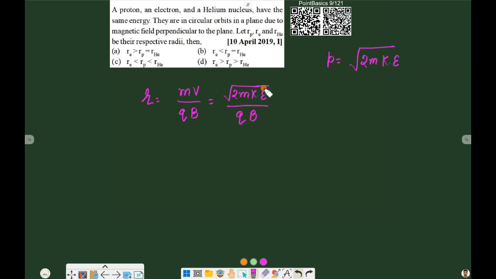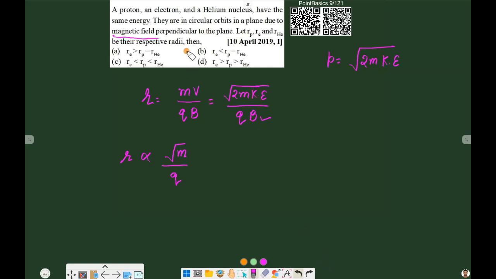Now kinetic energy is the same for everybody, and the magnetic field will also be the same. So if we are going to compare, then radius is proportional to the square root of m divided by charge. So we have to take into consideration the mass and charge of all three, and then we will be able to compare their radii.